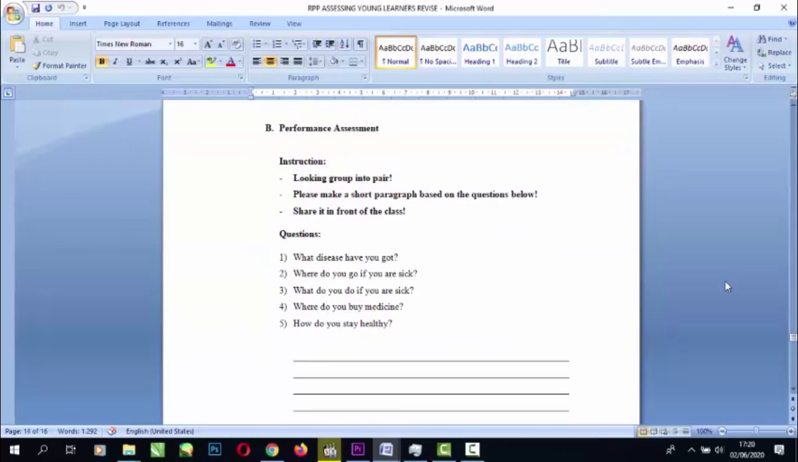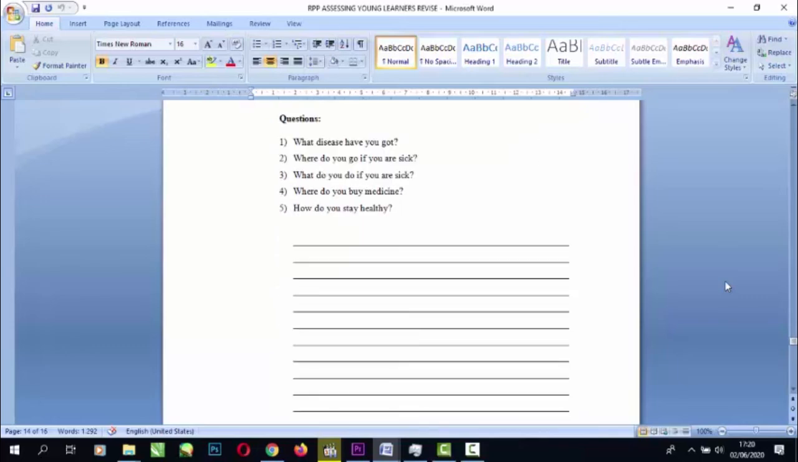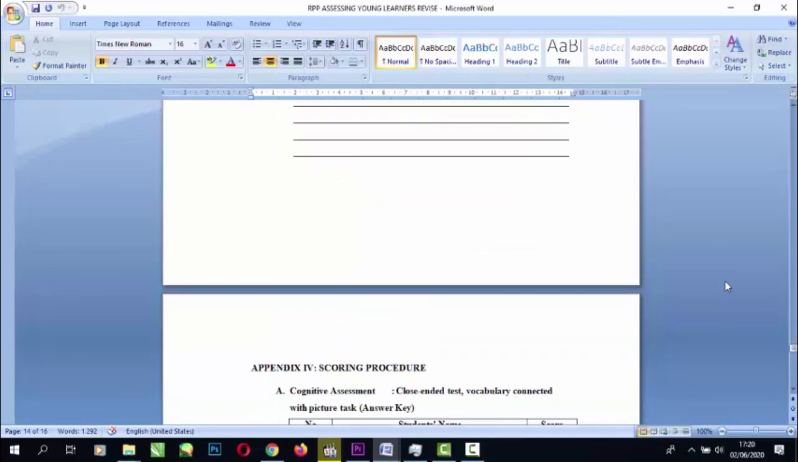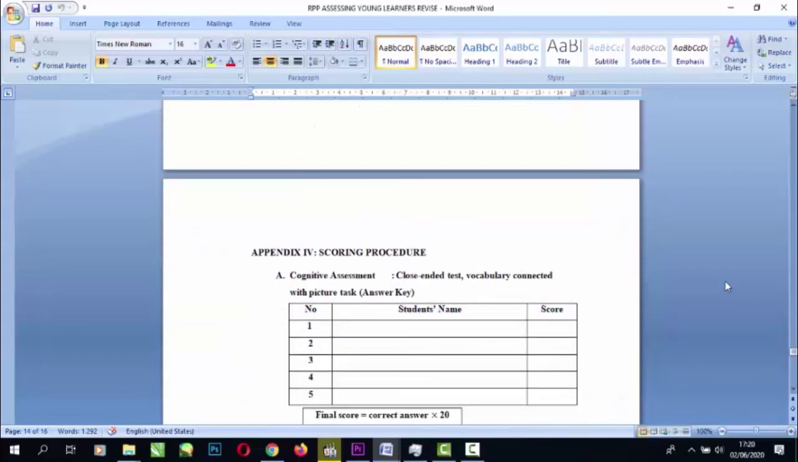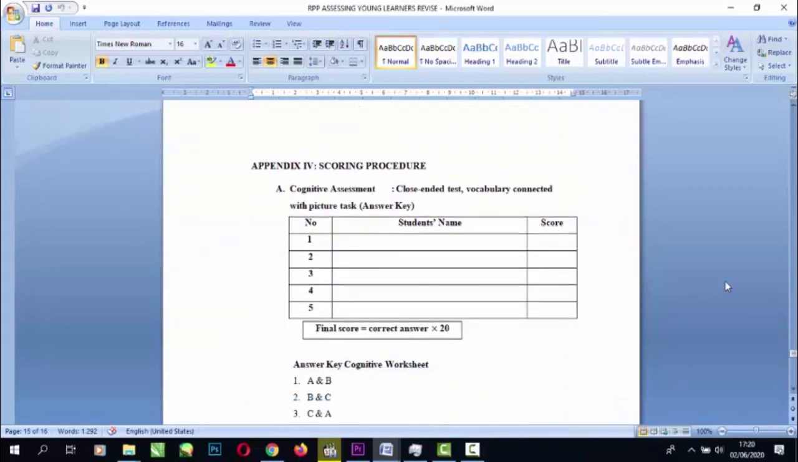The second is performance assessment. Here we assess the writing ability of the students. The task is guided question and answer. In the task, we give 5 questions for guiding the students in creating a short paragraph about healthy is important. This task is related to basic competency 4.4, which is in C6.